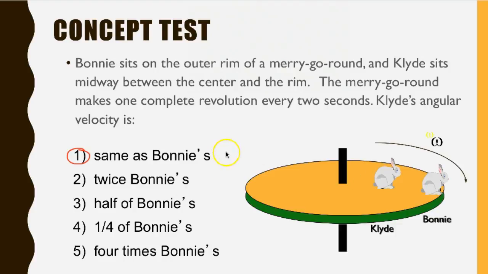Which one has a greater centripetal acceleration? Interesting. Well, a_c equals omega squared r. They have the exact same angular velocity. So the one with the greater radius has the greater centripetal acceleration. So Bonnie here would have the greater centripetal acceleration. Their tangential accelerations are 0 for both, since they're not speeding up or slowing down.